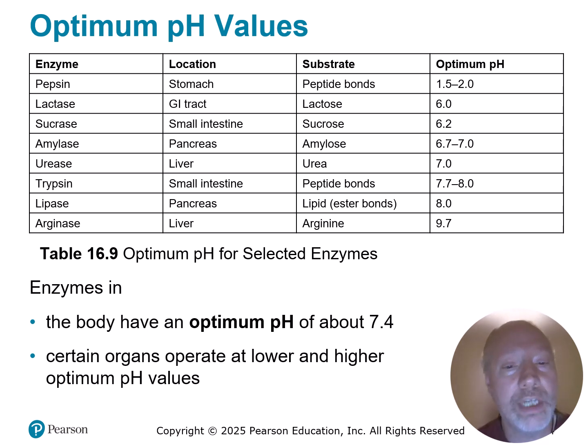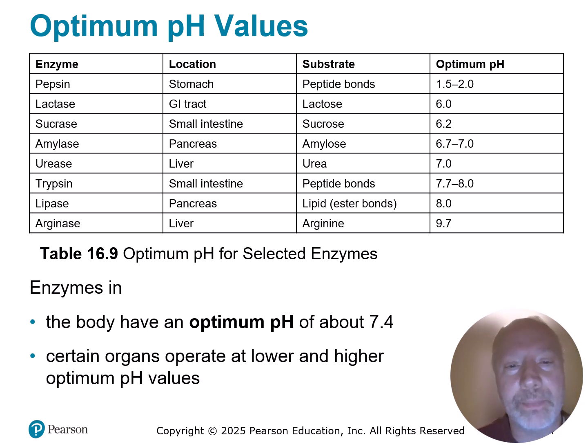Or we can look at arginase, which operates on arginine, the amino acid, and breaks that apart. That's found in the liver, and that's very basic at 9.7. That's not going to be in our bloodstream either. So these things are compartmentalized. They are segregated or sequestered. All three of those words mean kind of the same thing: sequestered, compartmentalized, segregated.